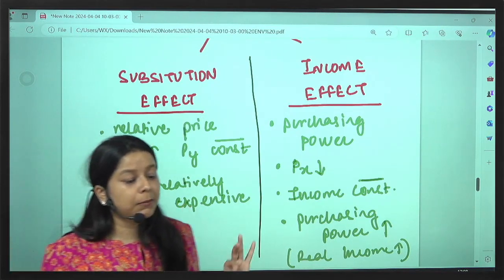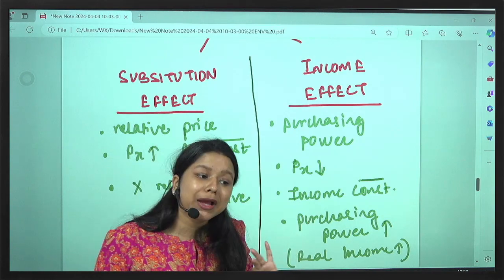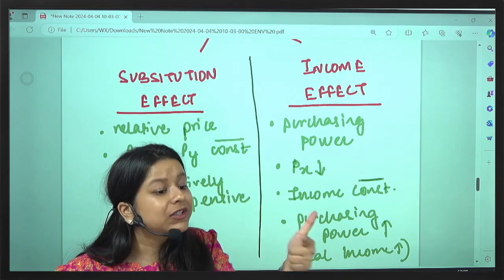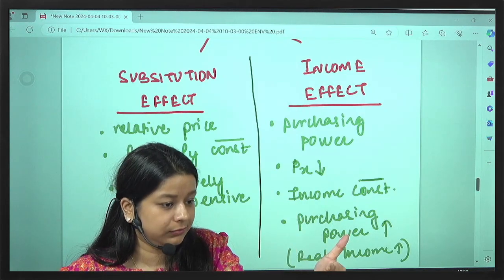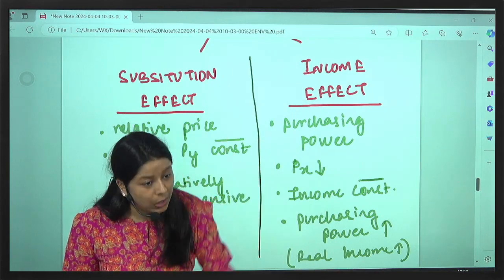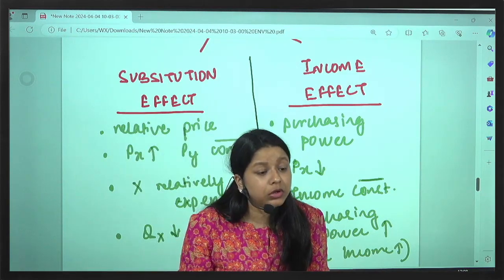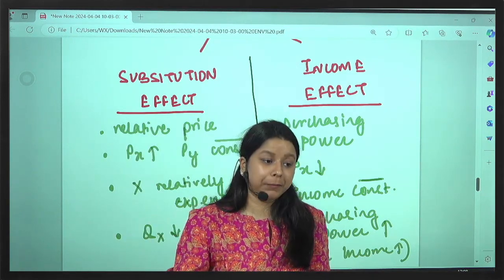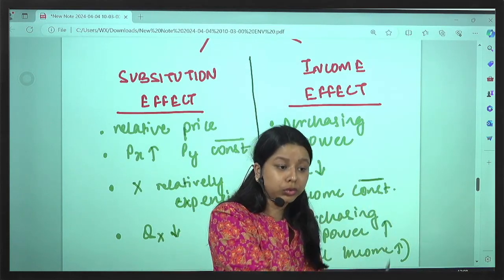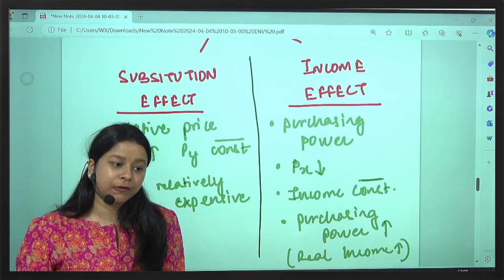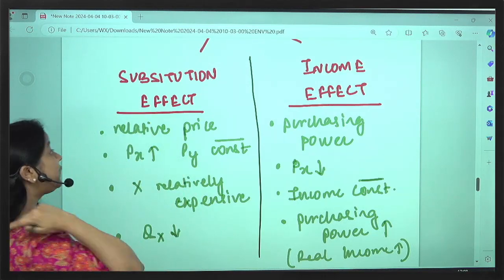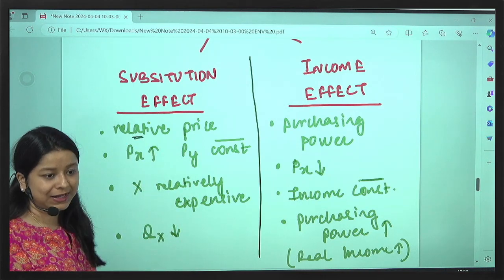Remember, we are talking about law of demand. What do you mean by law of demand? Change in quantity demanded with change in the price. Price goes up, quantity demanded goes down. Price goes down, quantity demanded goes up. Again and again, remember, law of demand is price of the own good and quantity demanded of own good. Clear? So here when we are talking about substitution effect, we talk about the concept of relative price.